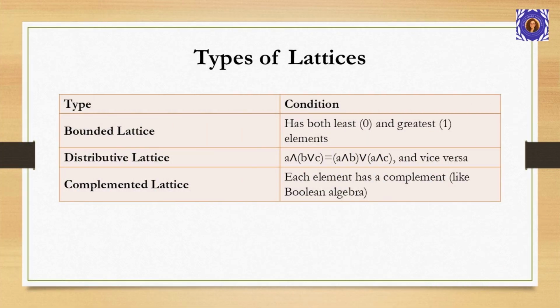Bounded lattices have both a least element called 0 or bottom, denoted by the bottom symbol, and a greatest element called 1 or top, denoted by the top symbol. Distributive lattices satisfy the distributive property: A meet (B join C) equals (A meet B) join (A meet C), and its dual. These behave similarly to arithmetic multiplication and addition. Complemented lattices are bounded lattices where every element has a complement, an element that when joined gives the top element and when met gives the bottom element.